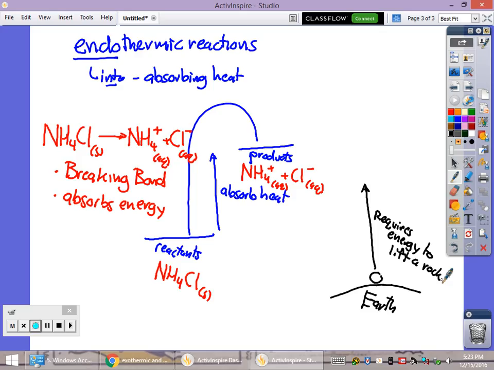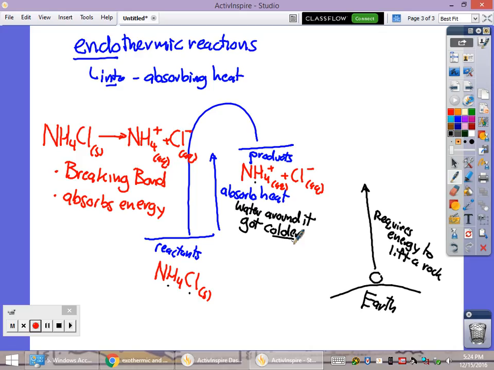And so we're separating these two particles and allowing them to drift around independently. And so we're breaking that bond, and that requires us to separate them, like stretching a spring or lifting a rock away from the Earth. And so it absorbs energy. And the way we see that absorbing of energy is that the water around it got colder.